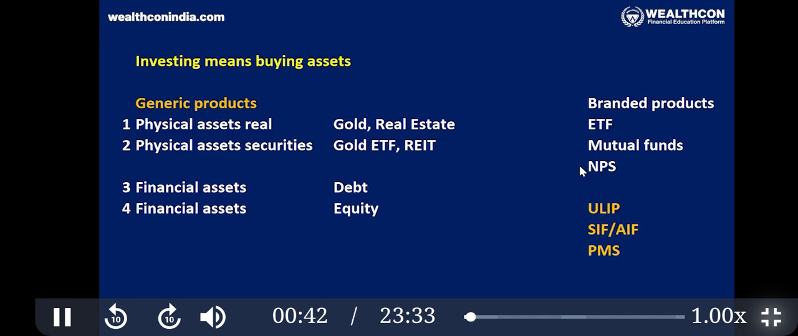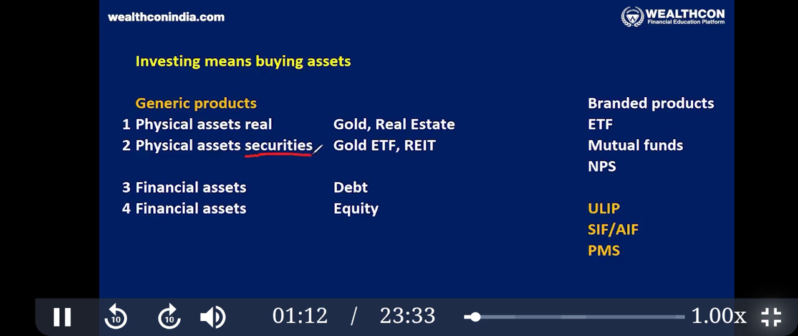So what are the generic products? First, physical assets which are real, that is gold coin, jewelry, or real estate. You can see them, you can touch them. Then there is another asset, physical asset securities, for example Gold BeES and REIT, that is real estate investment trust, and these are backed by the real asset. That's why I categorize them into real asset securities.